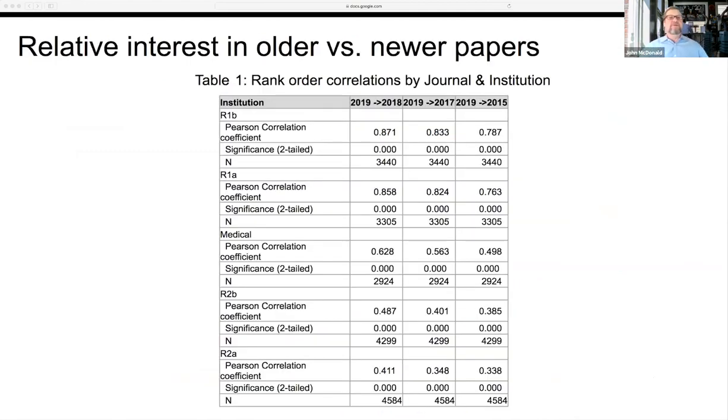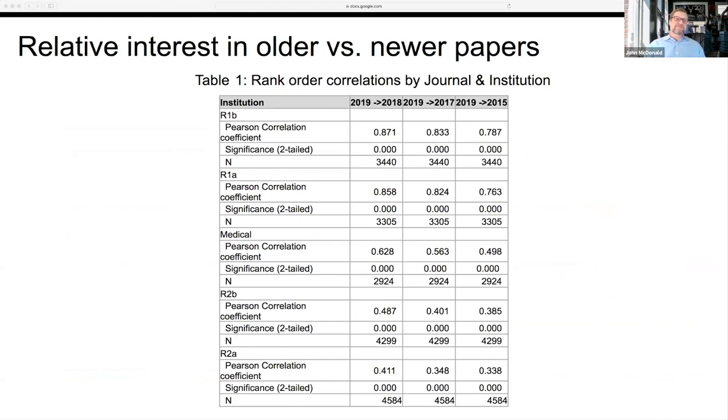Now we're looking at the relative interest in older versus newer papers. And what Unsub is doing is taking a huge data set, millions and millions of transactions, and aggregating them up at a high level. And so we just wanted to unpack that a little bit and look at, within an institution, does the interest in older versus newer papers change year over year?